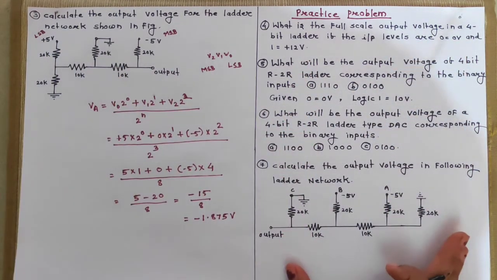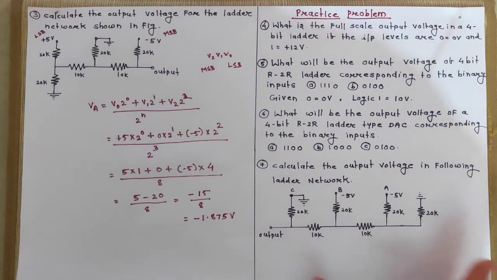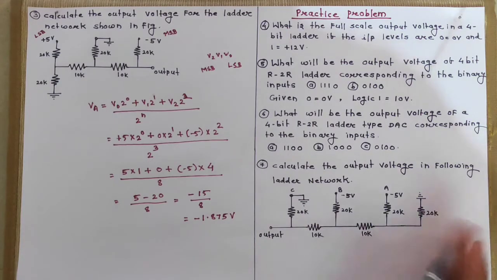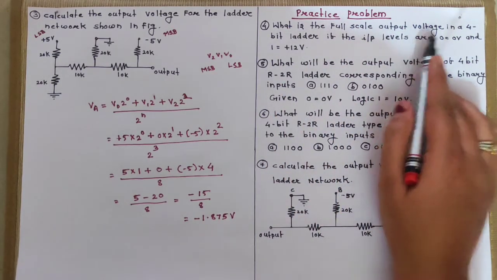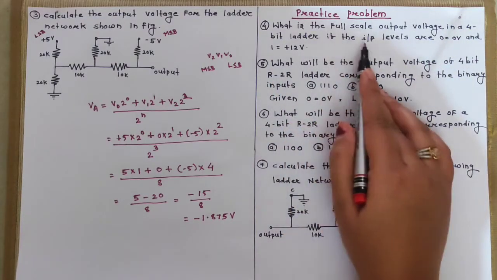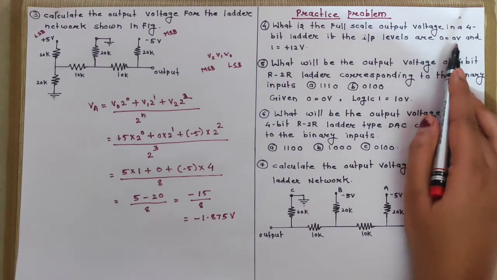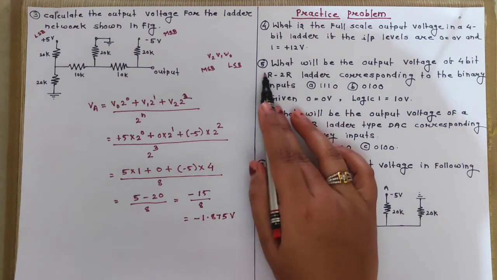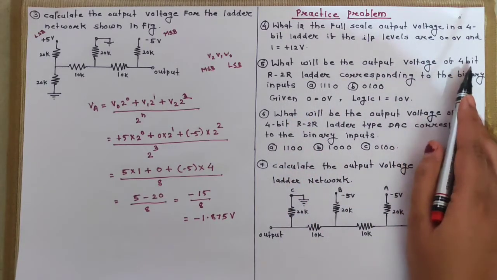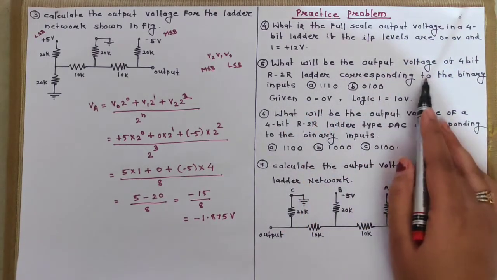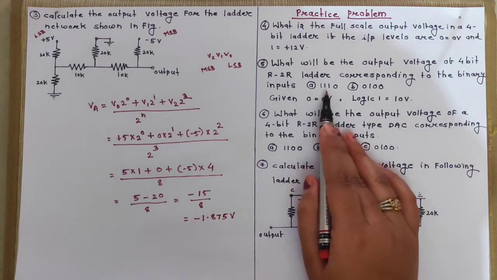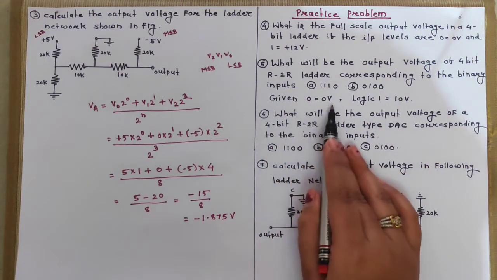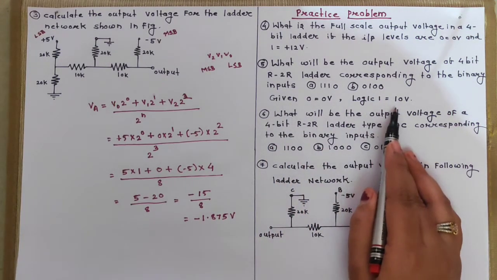Similarly, यहाँ पे मैंने कुछ क्वेश्चंस दिए हैं आपको प्रैक्टिस करने के लिए. So please note down this question और आप लोग यहाँ से प्रैक्टिस कर सकते हो. Question number 4. What is a full scale output voltage in a 4-bit ladder if the input level are 0 is equal to 0 and 1 is equal to +12 volt. Fifth question, what will be the output voltage of 4-bit R2R ladder corresponding to the binary input A 1110, B 0100, given logic 0 is equal to 0 volt, logic 1 is equal to 10 volt.